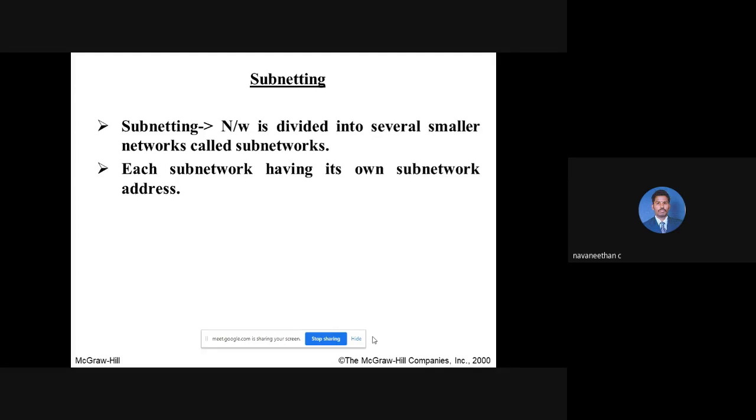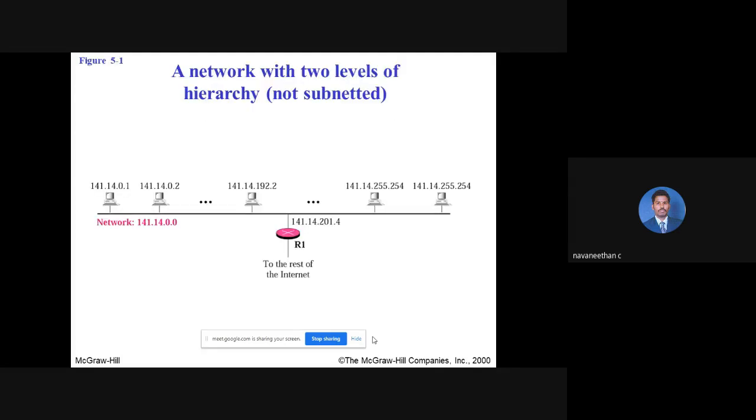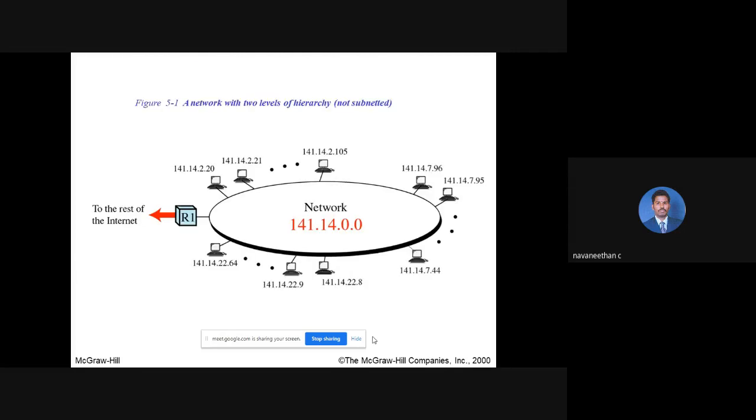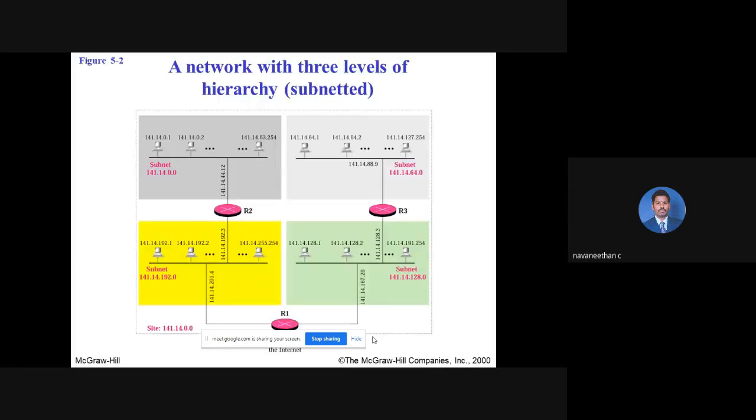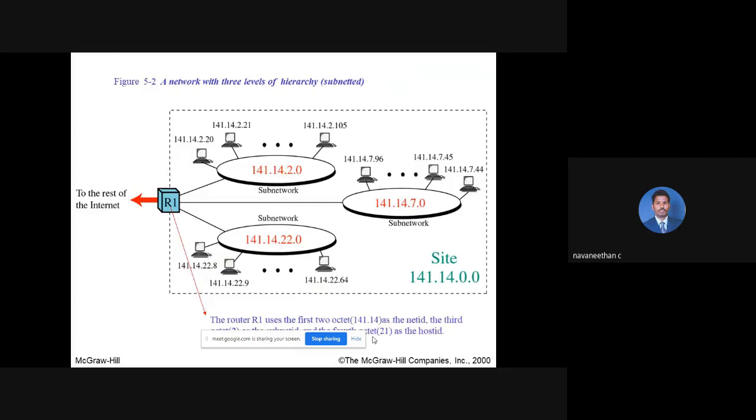Here, each subnetwork has its own subnet address. I have just given a simple example: 141.14. Basically, with this, we find out the net ID and then look at the host addresses 2.20, 2.21, 2.105, 7.96, 7.95. See, it is not at all subnetted. So if you want to divide it into further small networks, we go for a concept called subnetting.